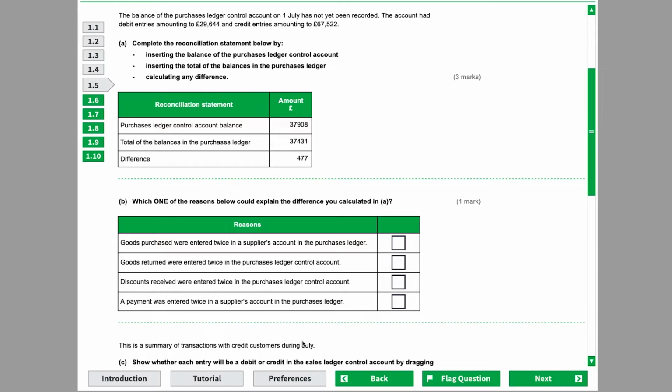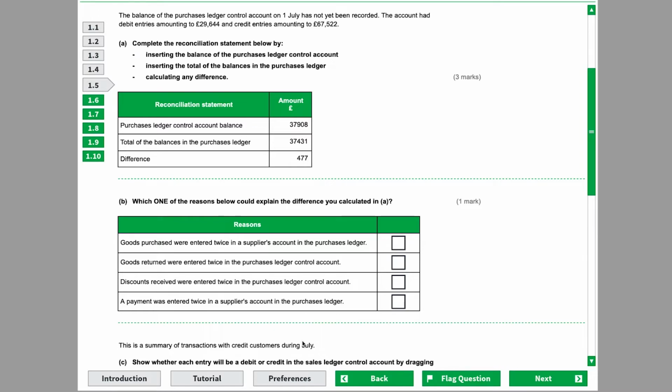Which one of the reasons below could explain the difference we calculated in part A? Let's look at each reason then and see if it could have caused the difference. But first, just a key point, before we look at the potential reasons: the balance on the purchase ledger control is 477 higher than that of the purchase ledger account balances added together. Now that is absolutely essential when we come to look at these possible reasons.